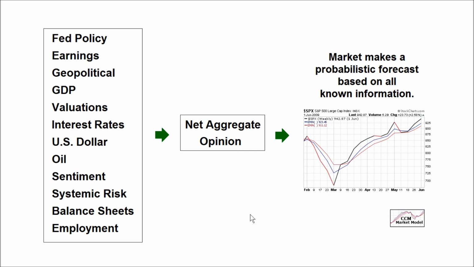What the stock market does as a whole, or market participants, we're all making probabilistic forecasts about the future. You wouldn't buy a stock if you didn't think it was going to go up. You wouldn't short if you didn't think the market was going to go down. So we all have our own personal probabilistic forecasts. The net probabilistic forecast is shown in the chart here. At this point, the net probabilistic forecast is bearish, and at this point, the net probabilistic forecast is bullish.